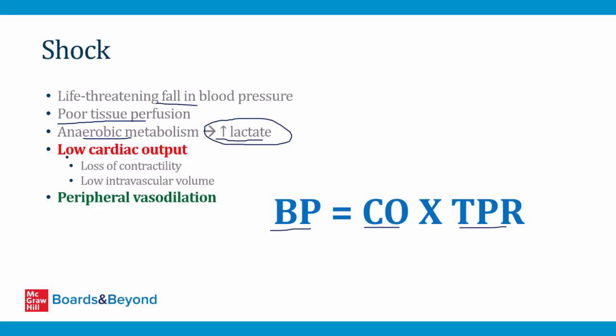The first way is if they develop low cardiac output. This could be because the left ventricle is not contracting normally, or it could be because there's very low intravascular volume, but either of these things will produce a low cardiac output, and that can produce a low blood pressure. And then the second way you can develop low blood pressure in shock is if there's peripheral vasodilation. And we'll talk about this later, but in some forms of shock, there's diffuse vasodilation that lowers the TPR, and that leads to a drop in blood pressure.